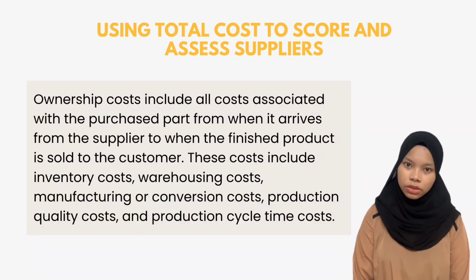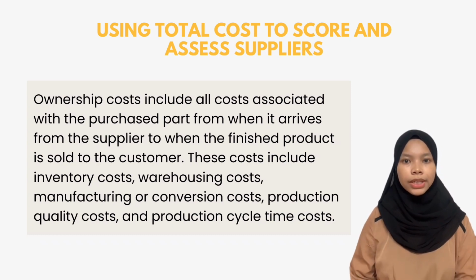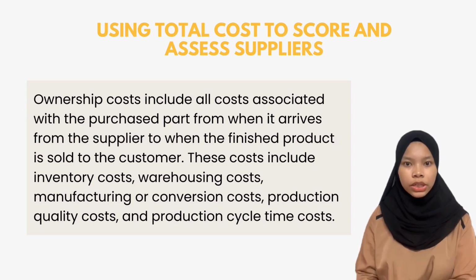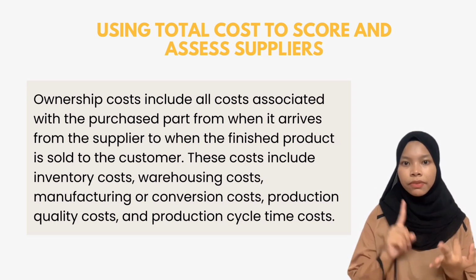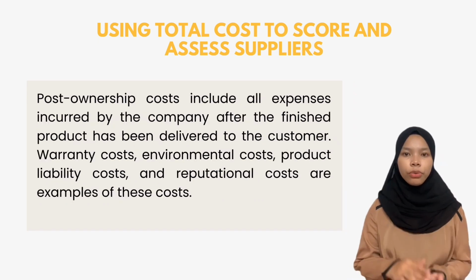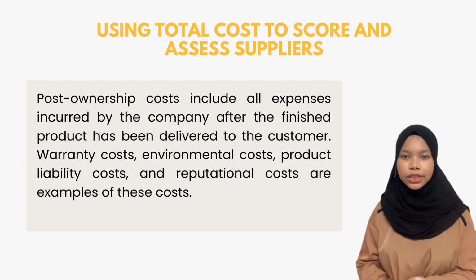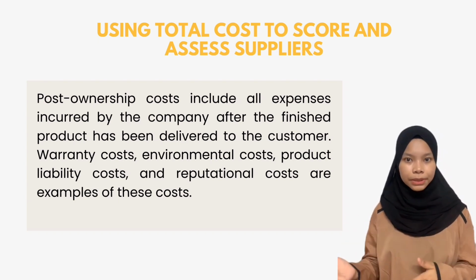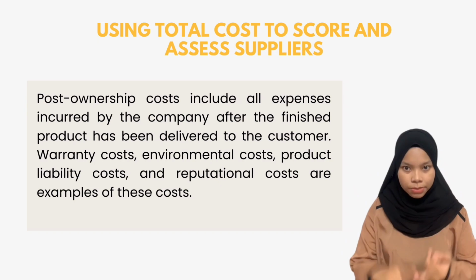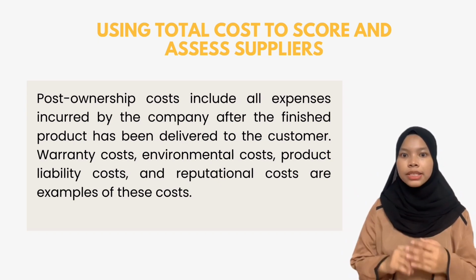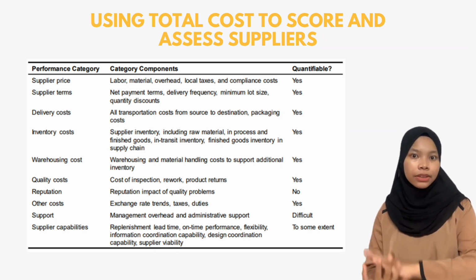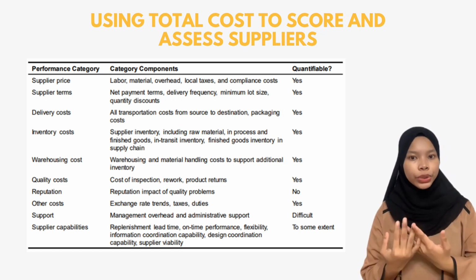Ownership costs include all costs associated with a purchased part from when it arrives from the supplier to when the finished product is sold to the customer. These costs include inventory costs, warehousing costs, manufacturing or conversion costs, production quality costs, and production cycle time costs. Now we move to the post-ownership costs. Post-ownership costs include all expenses incurred by the company after the finished product has been delivered to the customer. Warranty costs, environmental costs, product liability costs, and reputational costs are examples of these costs. When scoring and assessing suppliers, one can organize the factors influencing total cost as shown in this table.